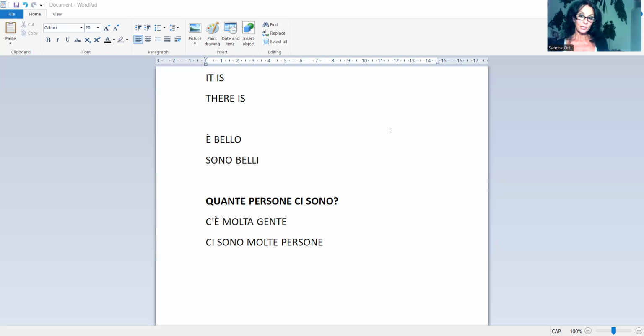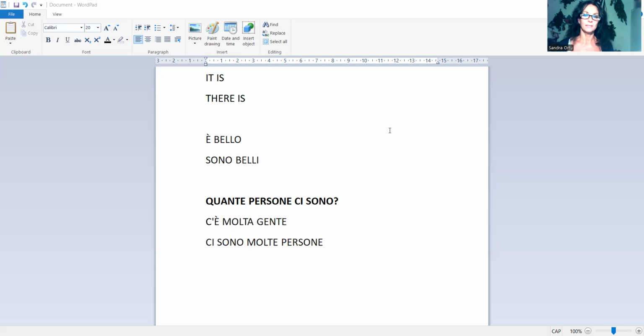And so we have a singular or a plural answer. The singular is c'è molta gente or ci sono molte persone. So here we have two birds with a stone, because we can use this example also to introduce these words gente and persone. We'll see it in a minute. So just to recap the confusion between it is and there is, when you want to say it is, you drop the it. We don't have it.